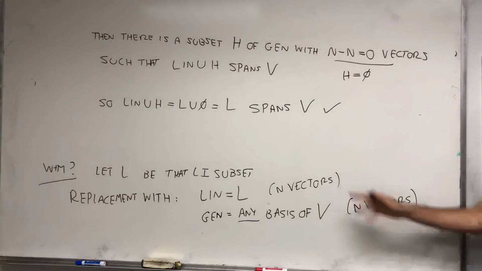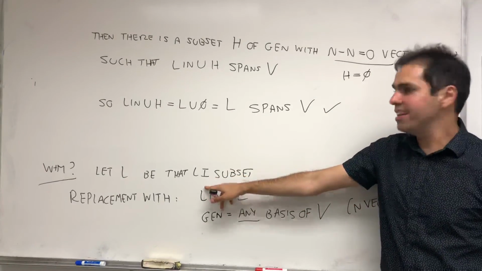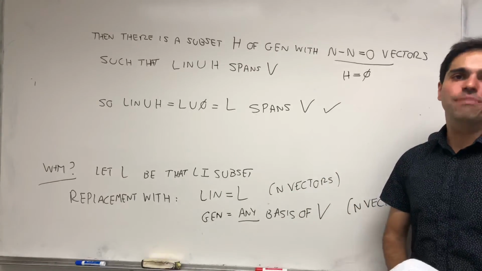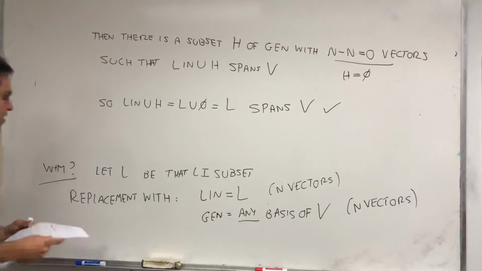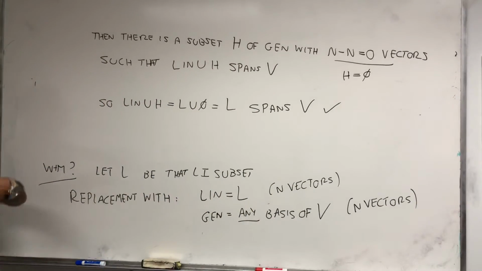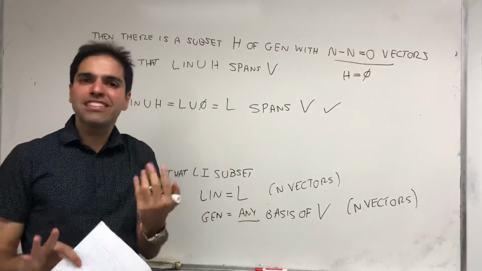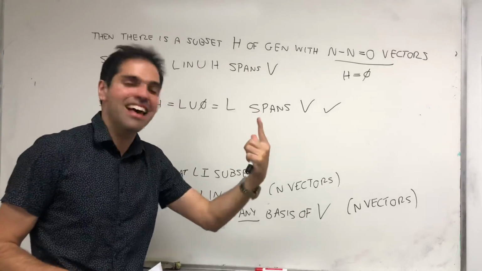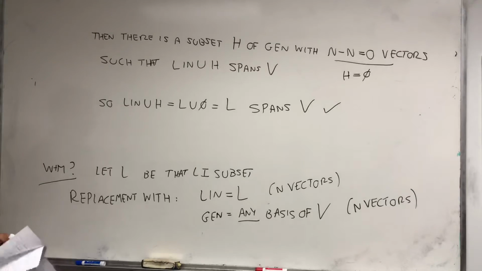Why do I put a check mark? Because we know that L is linearly independent and it spans V, so by definition it's a basis of V. So this is really cool. And now, do you start to see why the replacement theorem, the statement itself, is not important? You don't really have to understand what it says. It's really the consequences that are super important.